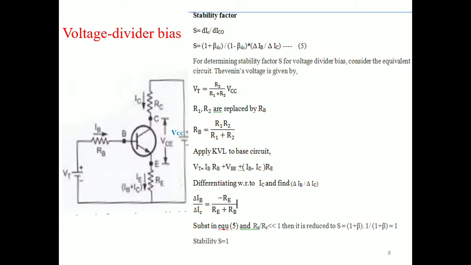Once we have designed the voltage divider, we can go for the stability, to check whether the given circuit is stable or not. For this we have taken this circuit diagram. So VT is equal to R2 divided by R1 plus R2 into your VCC, where R1 and R2 are replaced by RB, which is the parallel combination of R1 and R2, as we know. So R1 R2 divided by R1 plus R2 is equal to RB. Apply KVL to the base circuit. We know this equation already: VT is equal to IB RB plus VBE plus IE RE.